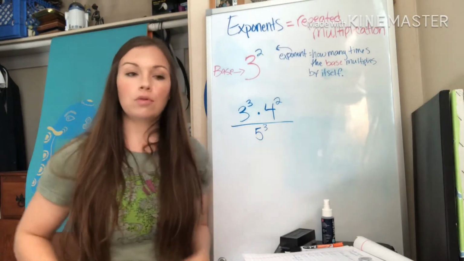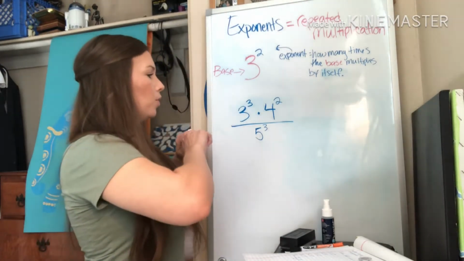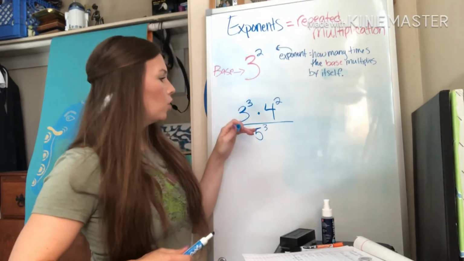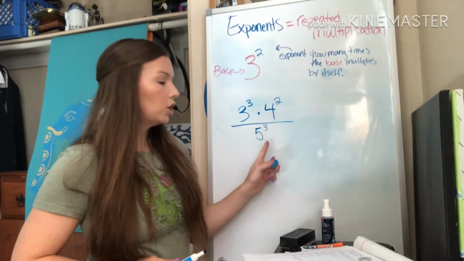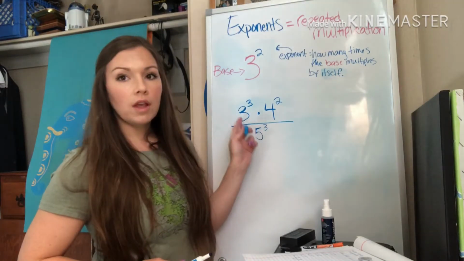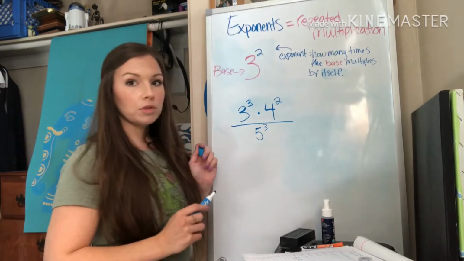I kept it really simple with the cubes and the squares, okay, because I want to make sure we understand that part too. So it's really simple. You just start by looking at the cubes or the squares, the exponents. We want to solve those first, and then we'll go back through and solve the whole thing. So we'll start with 3 cubed, okay?